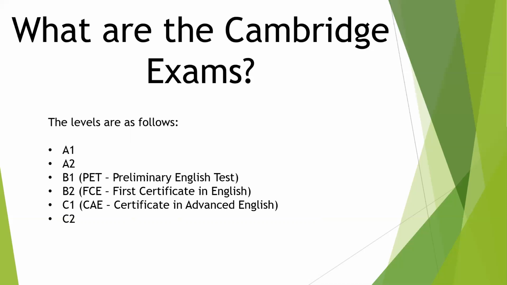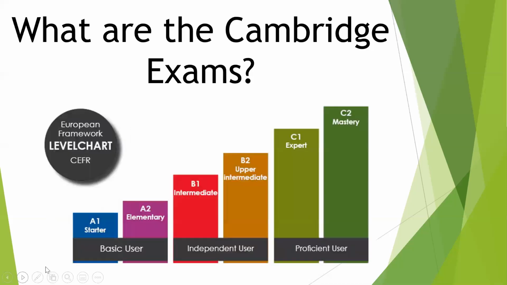There's also a version for schools. So let's just look at it over here. This is the basic user, is the A1, A2. Independent user is the B1 that we're talking about today. The B2 is the FCE, or upper intermediate, and we go up and up and up. So we're talking about this today, the B1 intermediate.